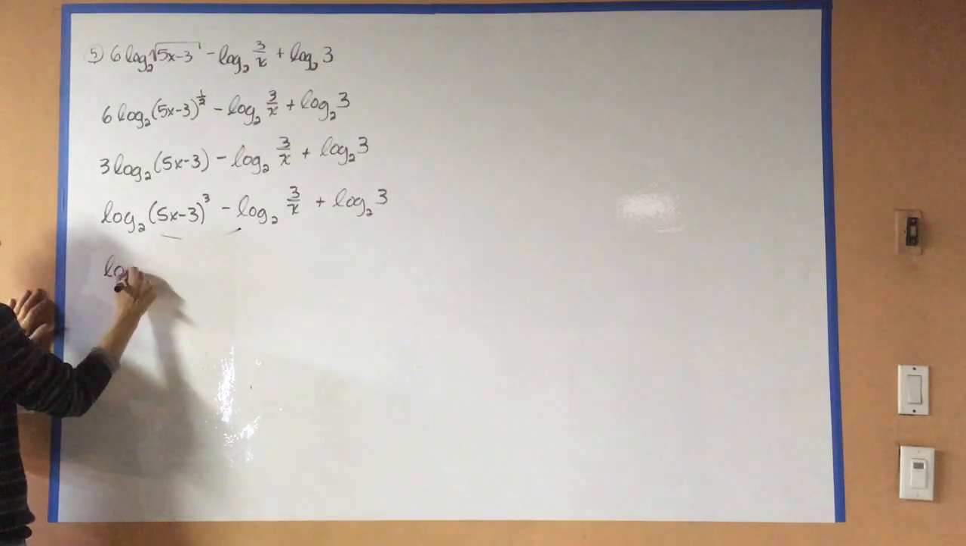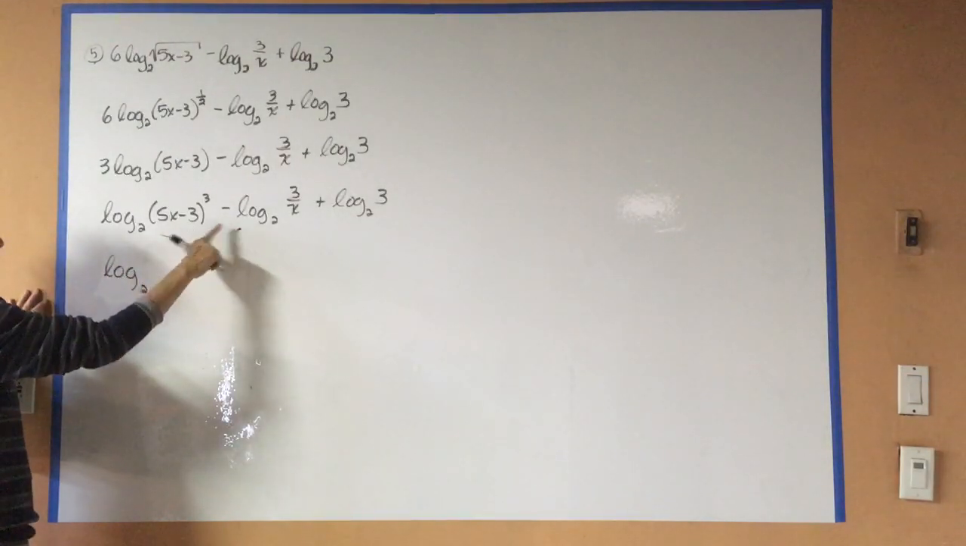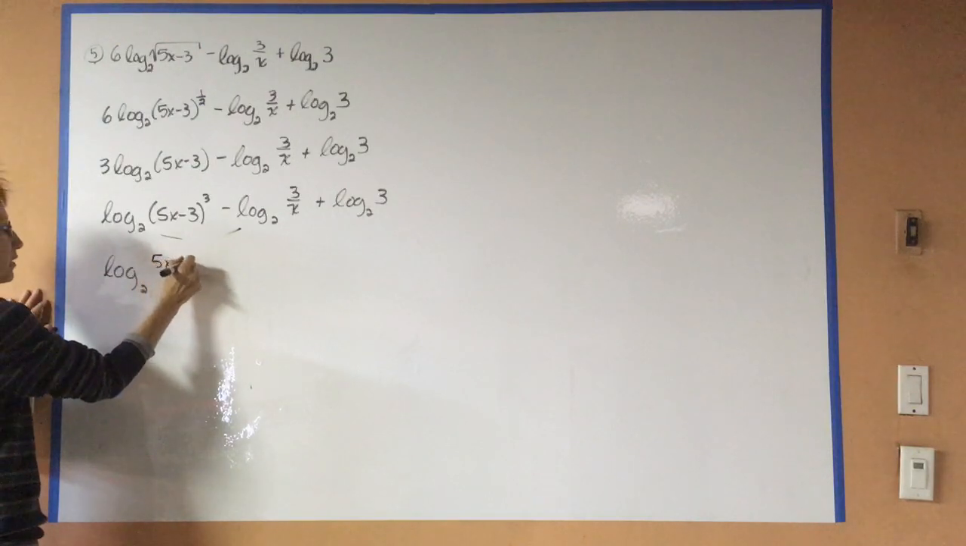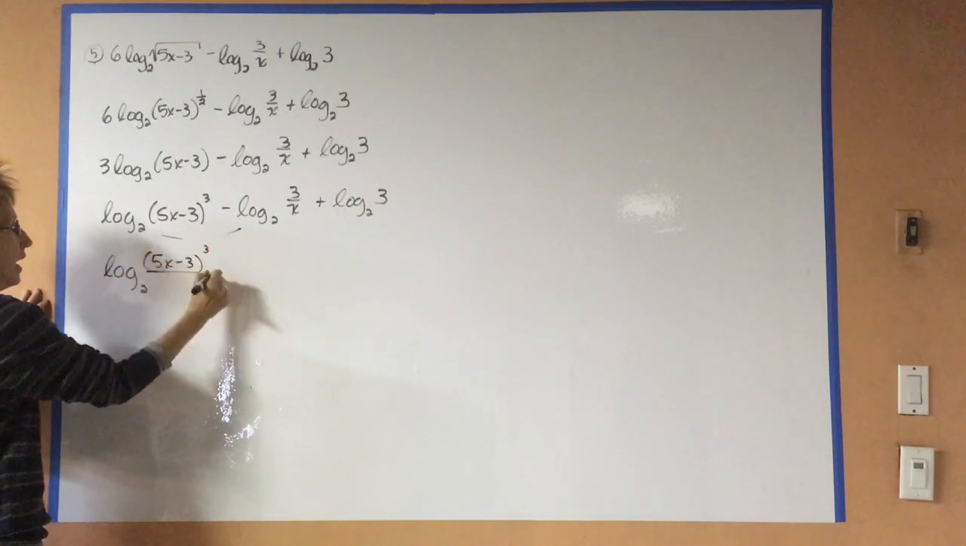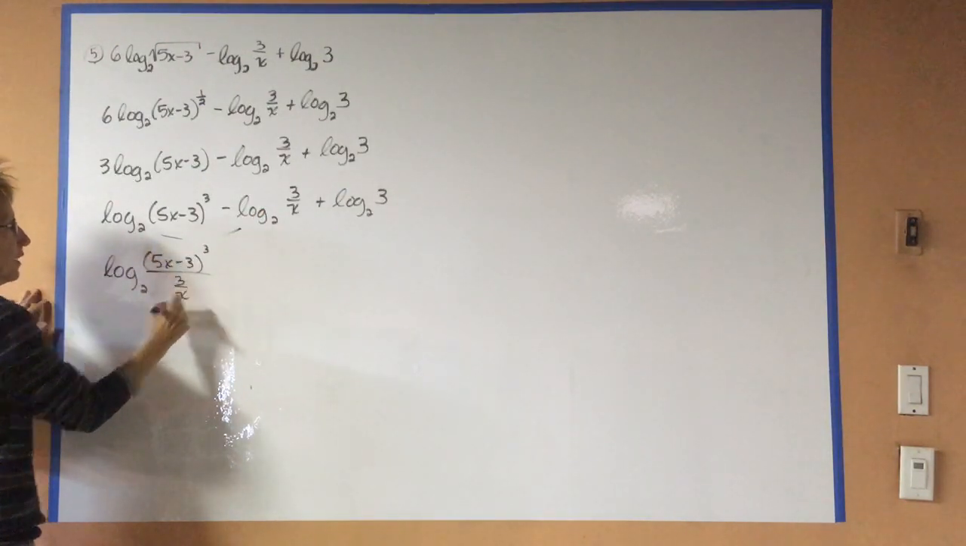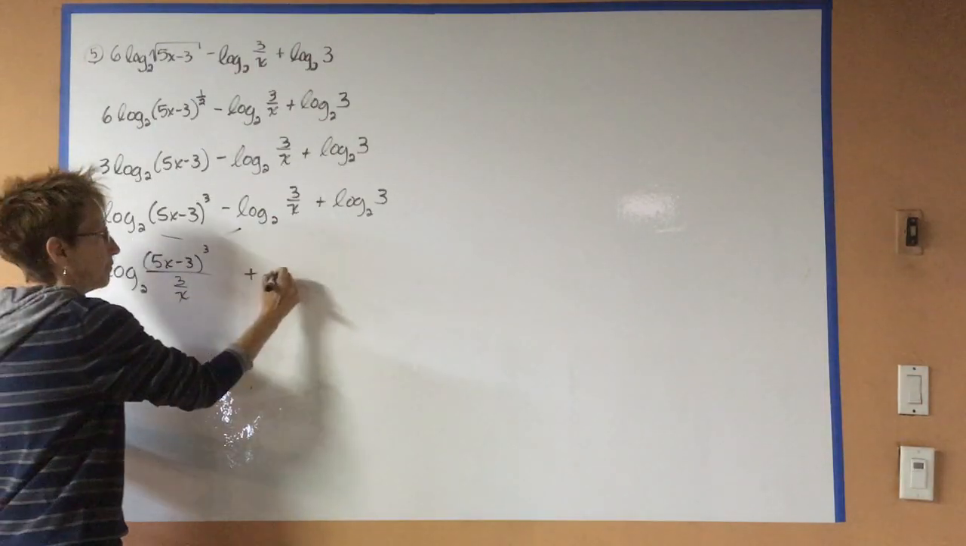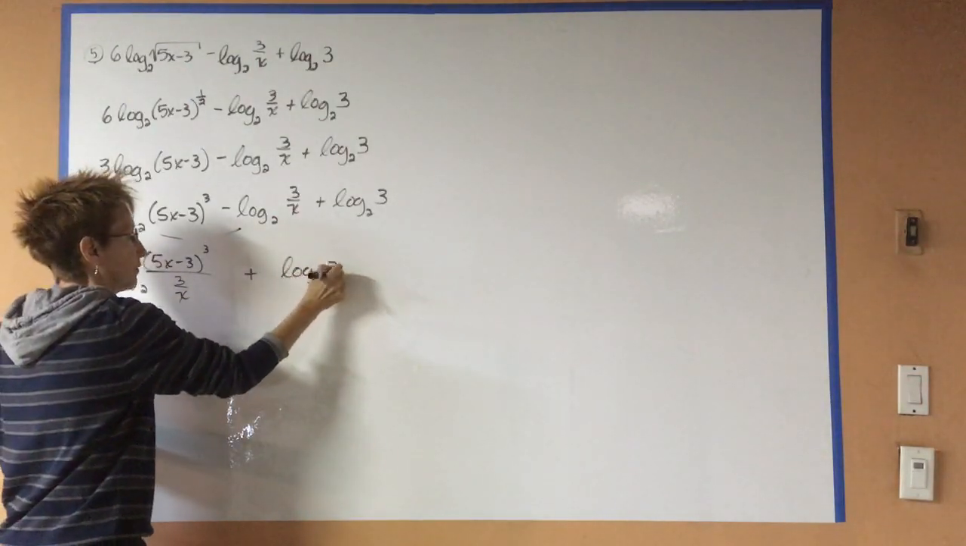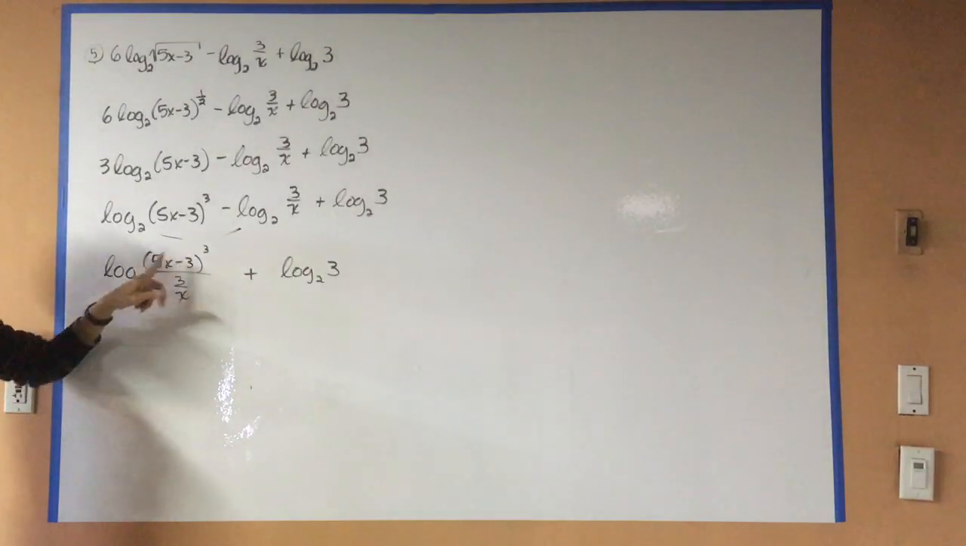So this turns into log base 2. Since it's subtraction, my (5x minus 3) cubed is on the top, and on the bottom is 3 over x, plus log base 2 of 3. I need to simplify this.